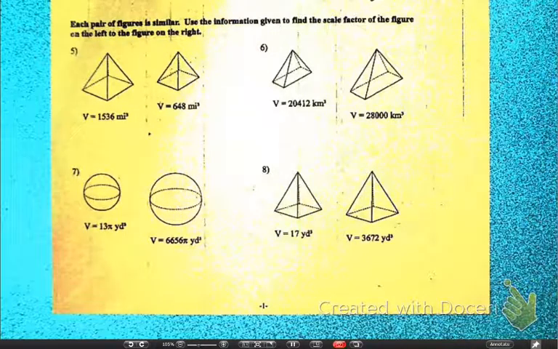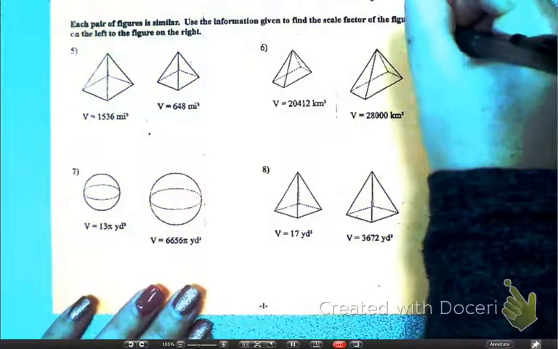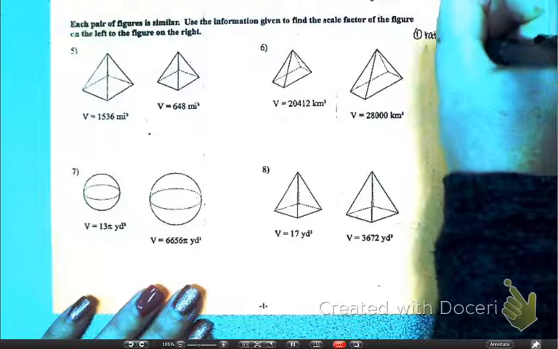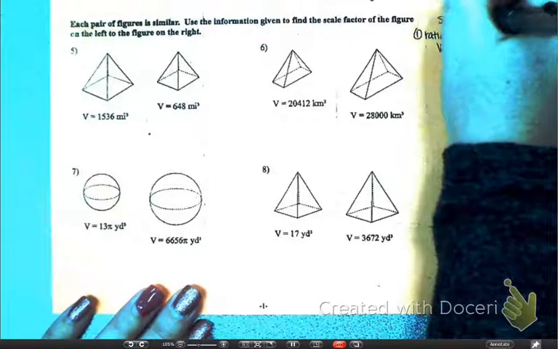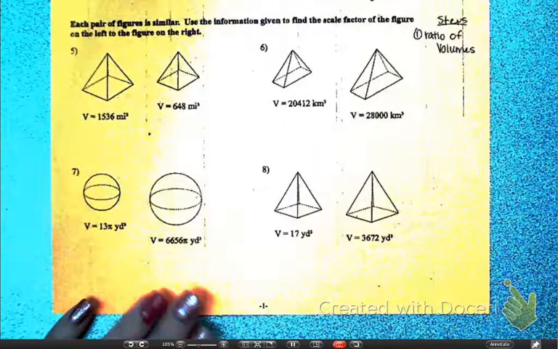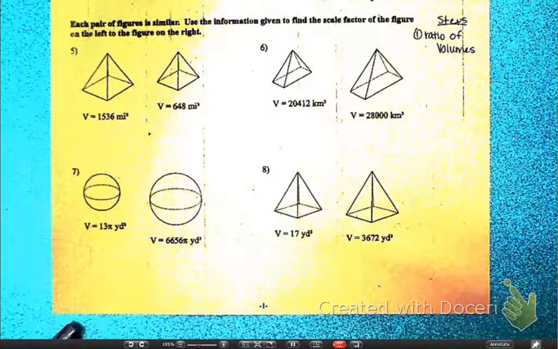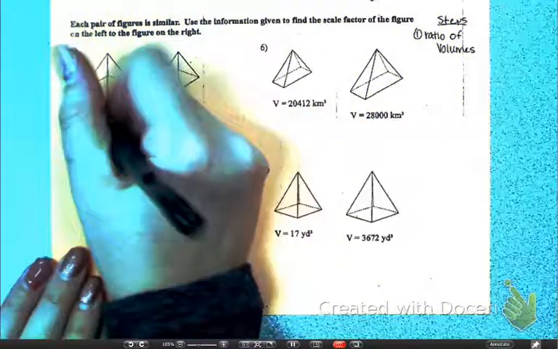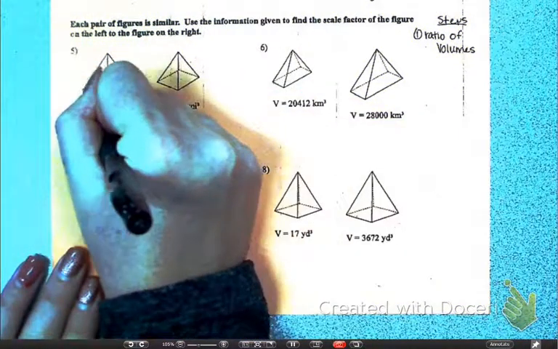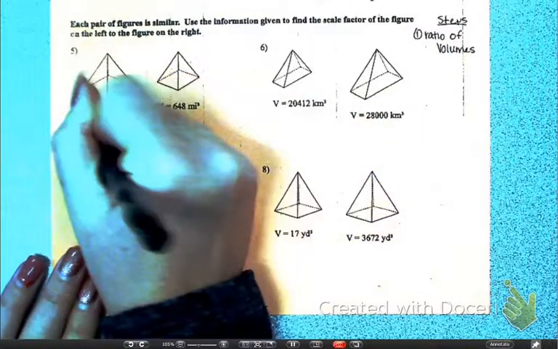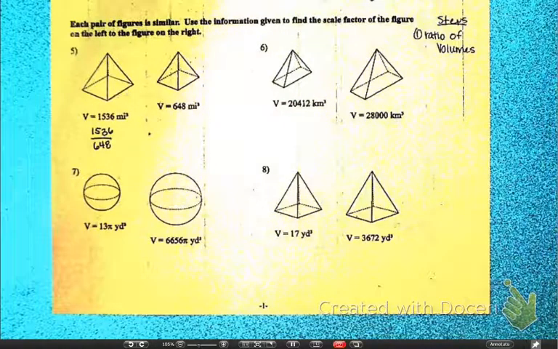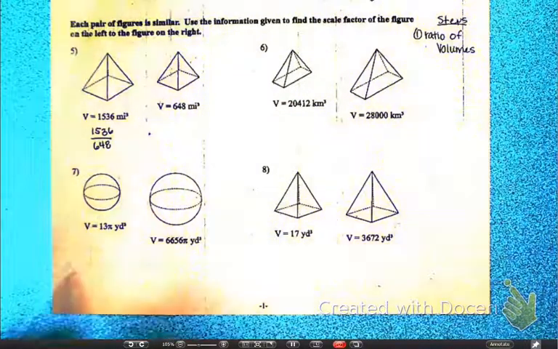So here's how we're going to set it up. We're going to start by setting up a ratio of volumes. So I'm going to write some steps off to the side. We're going to set up the ratio of volume. So we're going from the volume of the figure on the left to the figure on the right, and we're writing a ratio. So that's step 1. My ratio would be 1536 over 648. So far, so good? Okay.